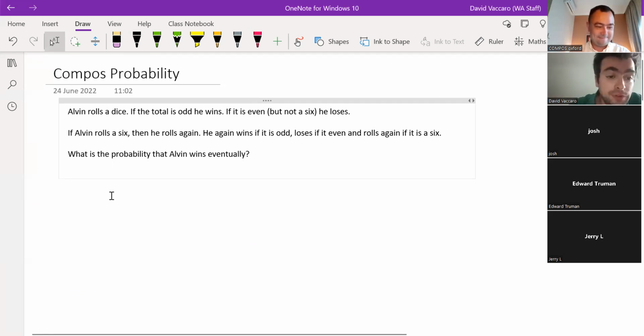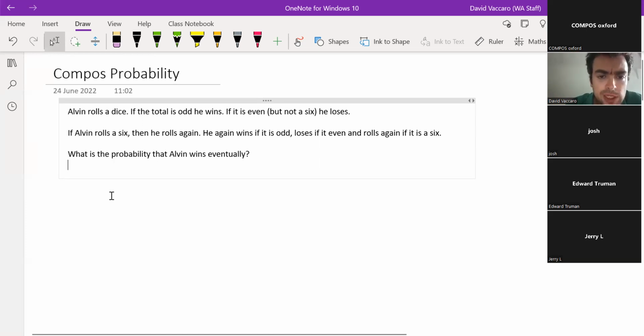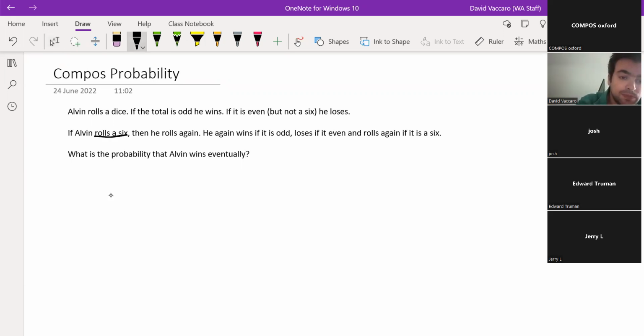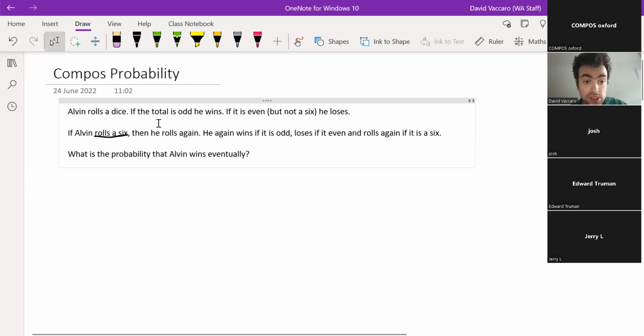Okay, so it says Alvin rolls a dice, and if the total is odd, he wins. If it is even but not a 6, he loses. Now, what happens therefore if he rolls a 6? Well, if he rolls a 6, then he's allowed to roll again, and the game starts from the beginning. So again, he rolls. If it's odd, he wins. If it's even but not a 6, he loses. If he rolls another 6, then he just keeps on rolling. And the question is, what is the probability that Alvin wins eventually?